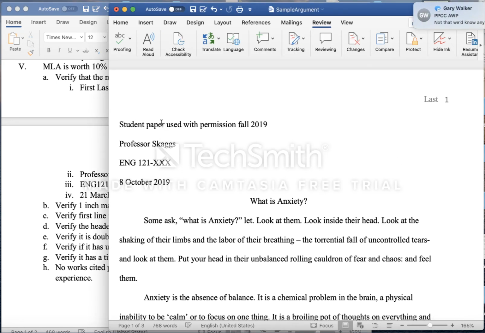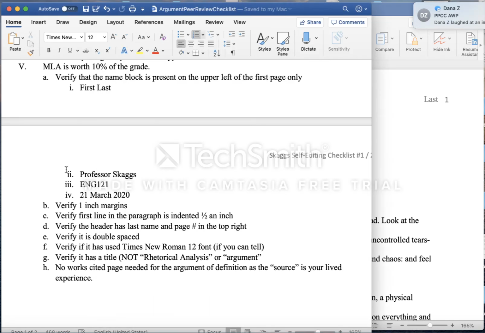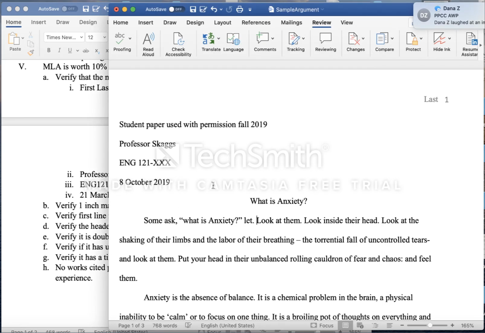So it would be first name, last name. I personally allow you to use the name that you use. Like if your legal name is Robert, but you go by Andrew, then use Andrew on the paper because I want you to use the name that you go by. So first and last name here, Professor Skaggs here, English 121 and whatever the second part of this is, and then the date in this particular order. Notice there's no commas.